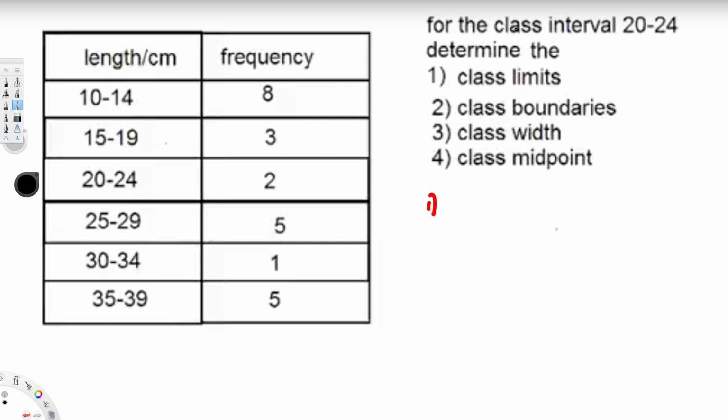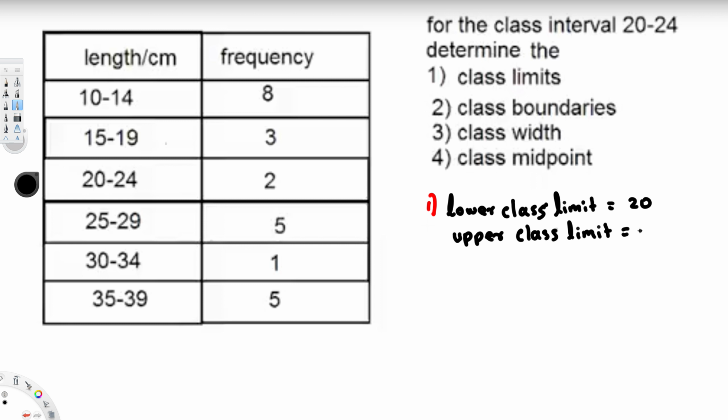You can see that for the class interval 20 to 24, the lower class limit is going to be 20 and the upper class limit is going to be 24. So let's write this one down. Lower class limit is equal to 20 and the upper class limit is equal to 24. Now let's go to the next part.